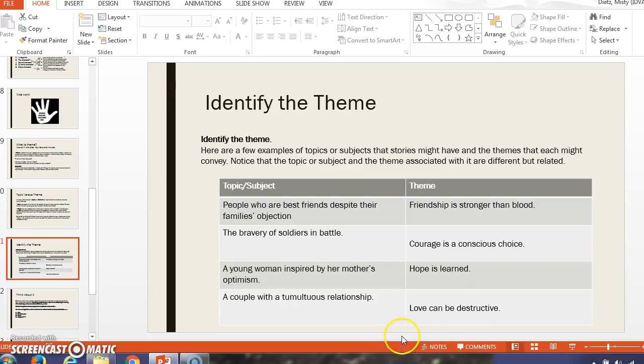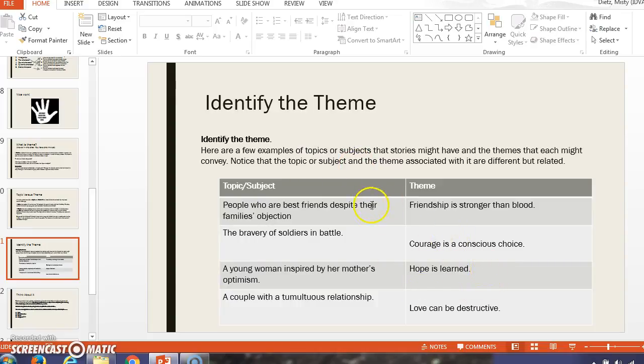I'm going to skip around here, but right here it says the topic of the story could be bravery, so the bravery of soldiers in battle, whereas the theme would be courage is a conscious choice. Another topic might be a young woman who is inspired by her mother's optimism, whereas the theme would be this statement over here: hope is learned.